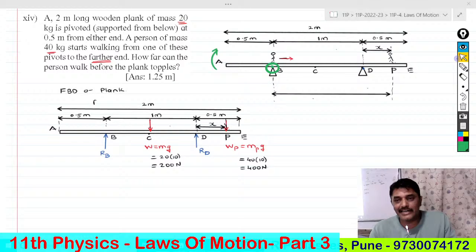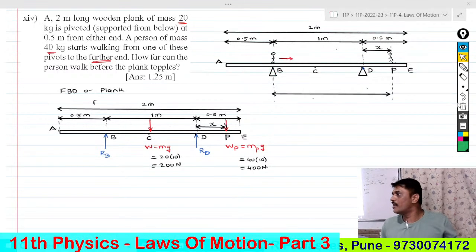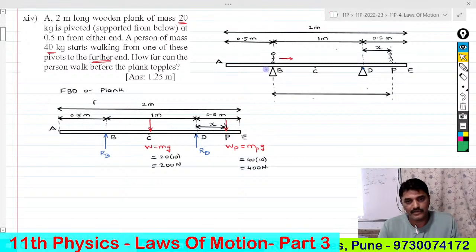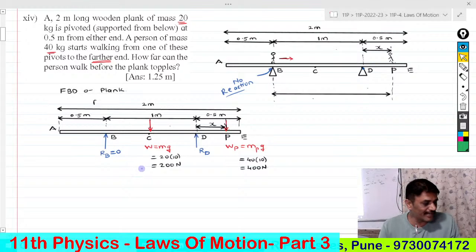Okay, we are interested in talking about that very moment when the plank is just about to get lifted, about to topple. Is this okay? Any doubts about that? So if I say that here there is no reaction and no action, correct? So RB is equal to 0 here. Any doubts about that? This is very clear. Does everyone understand? And this RD will be there.